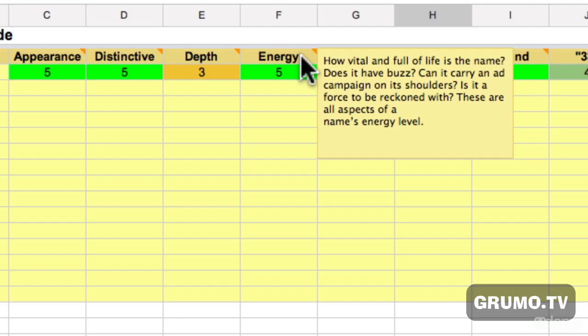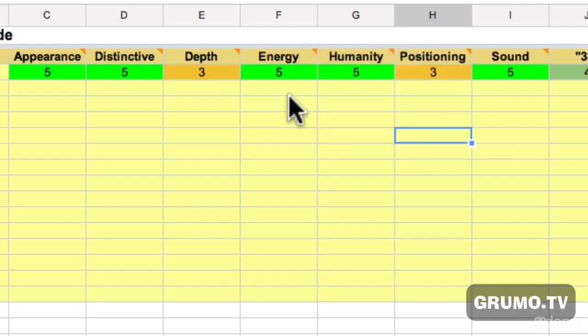Energy: how powerful does it sound? How vital and full of life is the name? Does it have a buzz? Can it carry an ad campaign on its shoulders? Is it a force to be reckoned with? These are all aspects of a name's energy level. It really depends on your brand. Is your brand about being powerful? A lot of things seem like common sense, but because there are several of these criteria you have to take into account, when you're thinking of a name real fast, it's hard to keep them all in your mind, and that's why I created this chart.